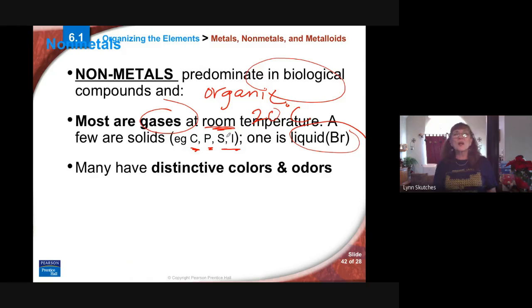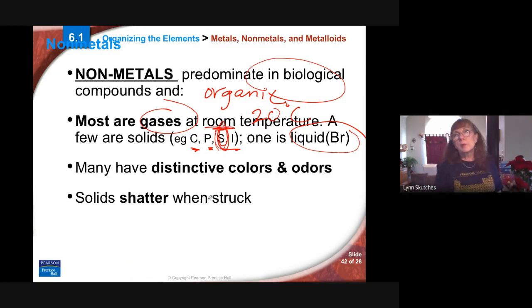They also have unique odors. You probably have smelled the rotten egg smell of hydrogen sulfide before, that sulfur smell. And of course, you've probably smelled chlorine at the swimming pool. They have distinctive, identifying odors.